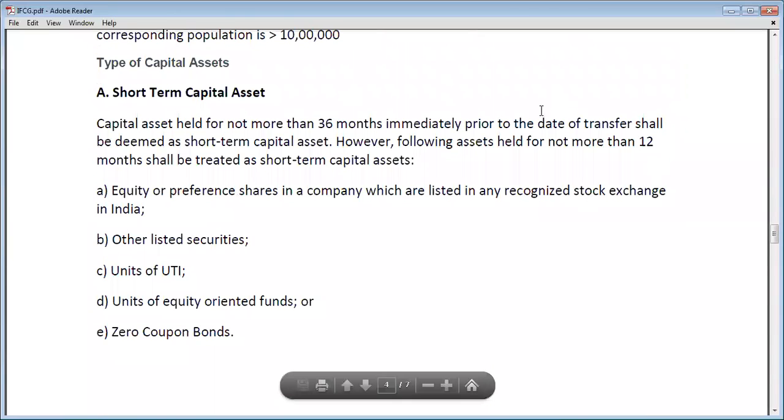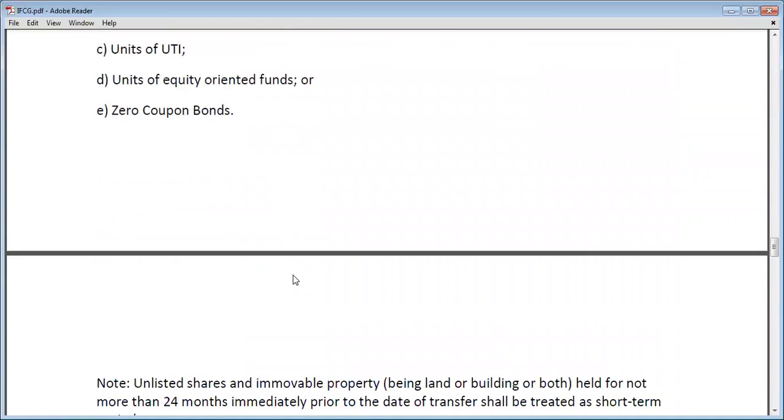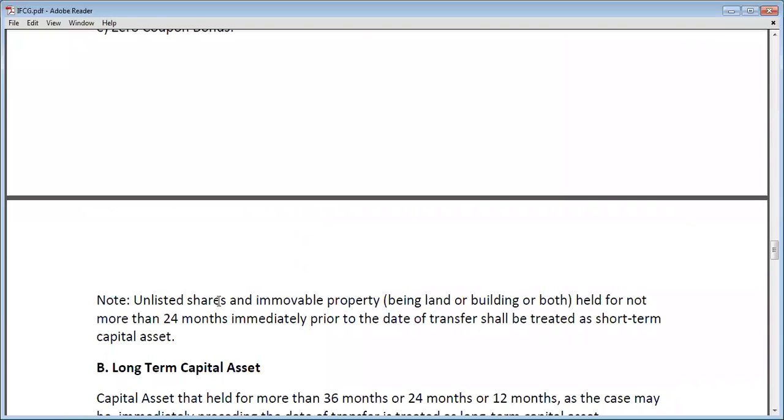तो listed shares के लिए 12 months की एक period है कि 12 months तक आप held करके रखो तो short term होगा, उससे ज्यादा अगर करते हैं तो फिर वो long term में हो जाएगा. This is about the listed shares. Okay. If there is any unlisted shares or any immovable property, that may be land or building or both. तो अगर वो land और building है या दोनों है या फिर unlisted shares है, तो उनके case में अगर आप 24 months के लिए hold करते हो assets को तो वो short term है. जैसे ही 24 months exceed किया वो long term capital assets में convert हो जाएंगे.